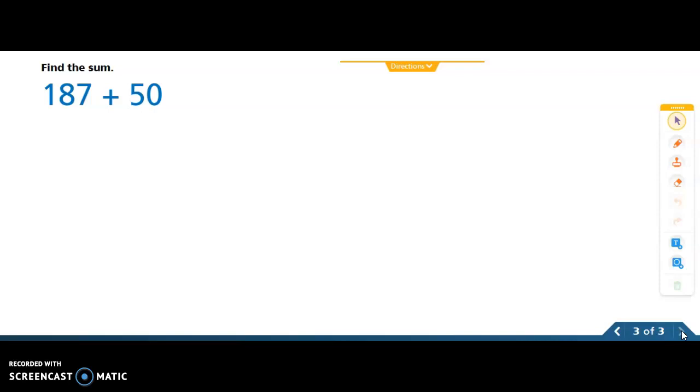So let's look at this problem. 187 plus 50. If you haven't solved that problem yet, go ahead and do it now. Okay, what did we get as the answer? I bet a lot of you shouted out a bunch of different answers. But the correct answer, so you can check your work, is 237. If you got the answer of 237, give yourself a high five.